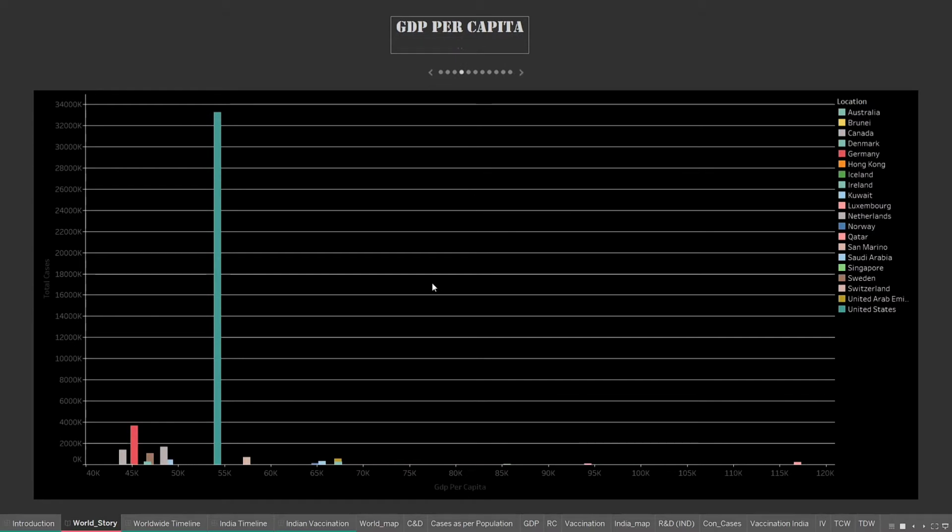In this slide, we have GDP per capita of different countries. The country with higher GDP such as Qatar, UAE, Ireland have curved the flow of COVID very well except US being the third most populated country.